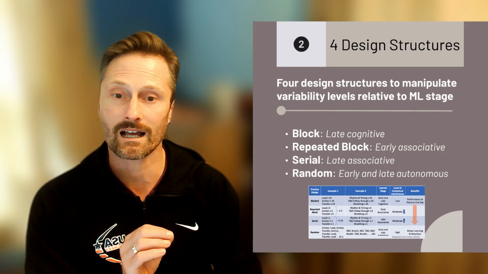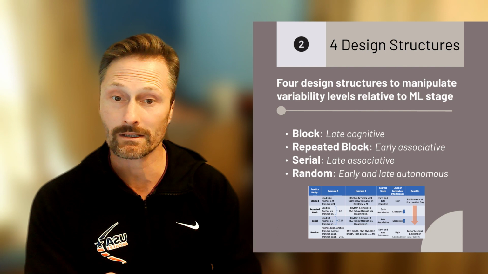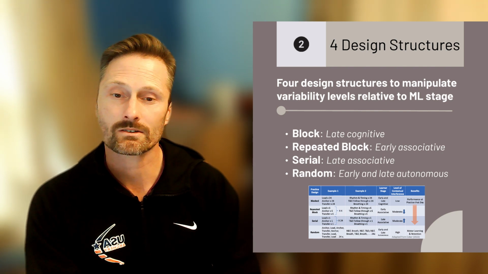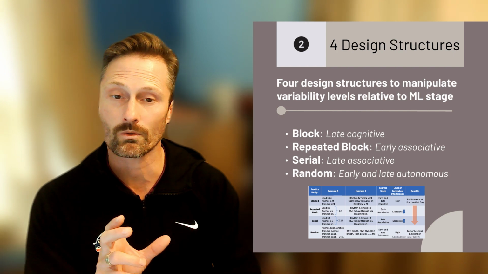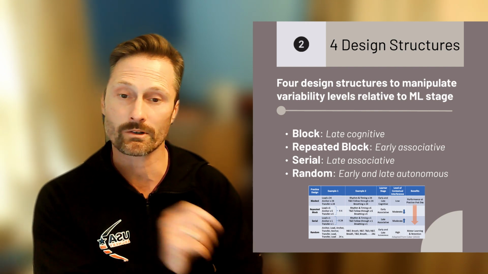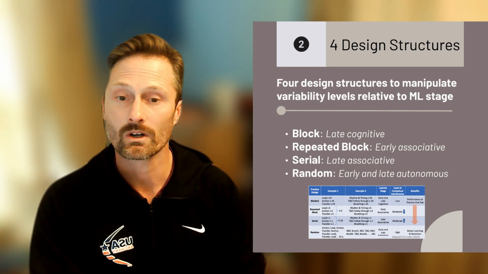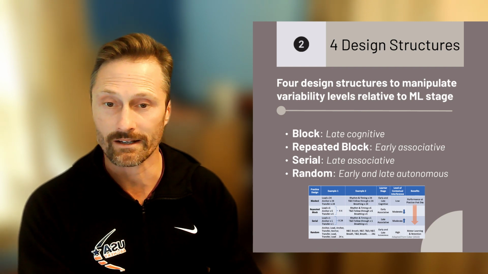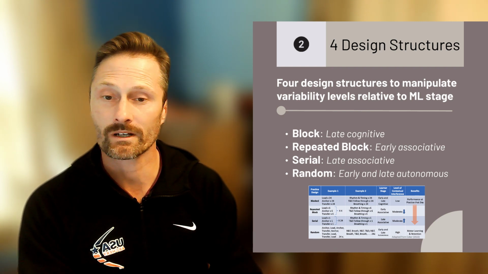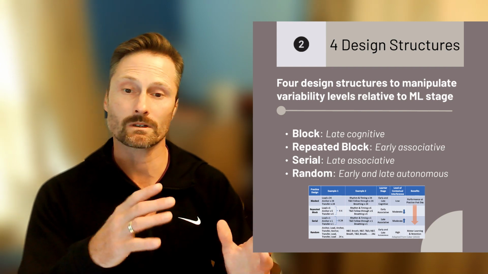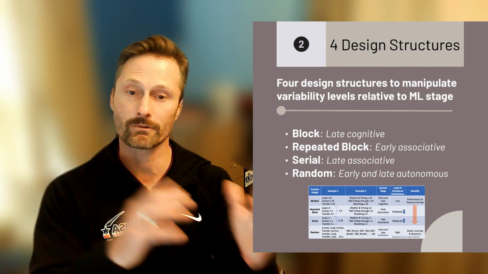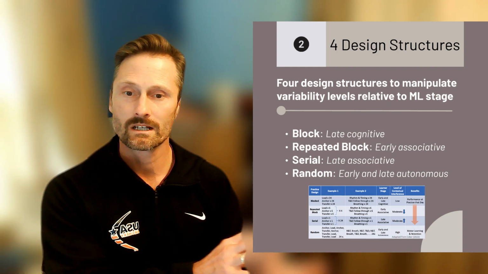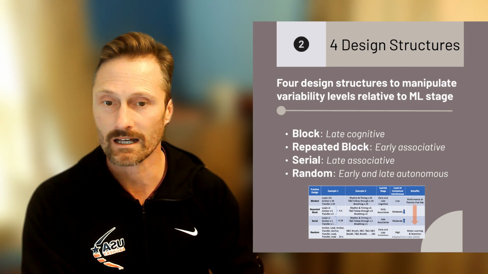There are 4 design structures that a coach can manipulate to increase the level of variability. Those levels need to be chosen based on the motor learning stage of the athlete. Those 4 structures are block, repeated block, serial, and random. Block is ideal for late cognitive. With Level 1 constraints, you'd be in early cognitive through late cognitive, and after doing those Level 1 constraints is where you would start to merge into these block style sessions.